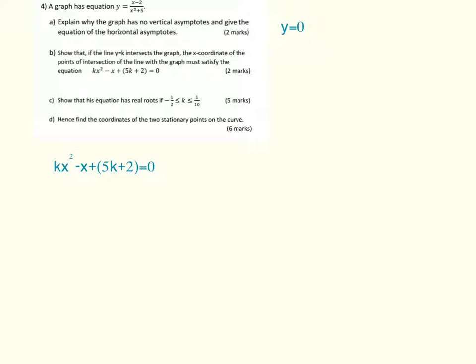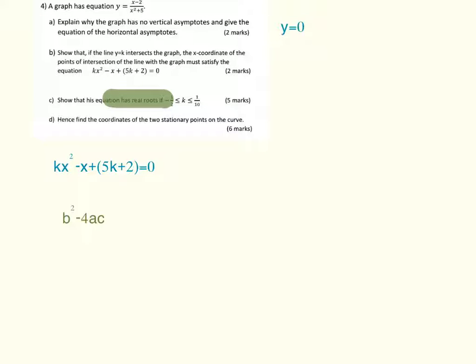The next part says show that the equation has real roots if k lies within that range. So the key here is has real roots. Has real roots tells me that if we use the discriminant on this quadratic, the discriminant will be greater than or equal to 0. Now it doesn't say it has two distinct roots, so it can have the equals to part as well.